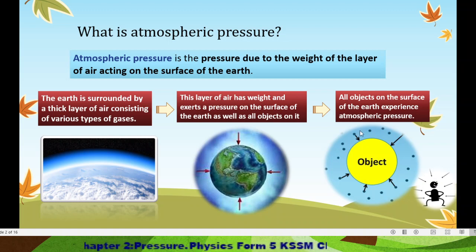So what happens to the objects? All objects on the surface of the Earth will experience atmospheric pressure. As you can see, atmospheric pressure is caused by the air that surrounds the objects. Thus, atmospheric pressure acts in all directions on an object which is in the atmospheric layer.